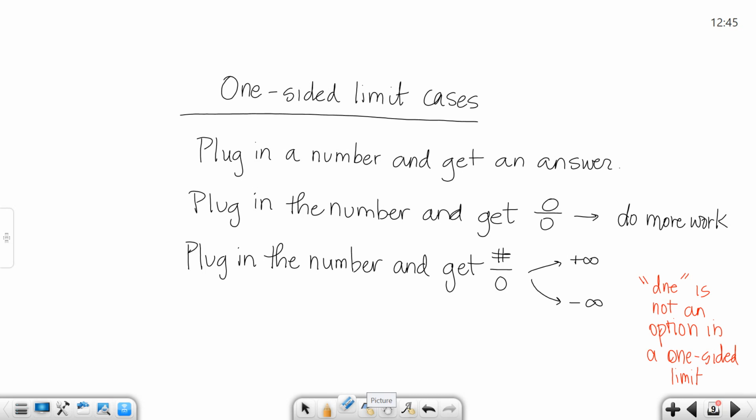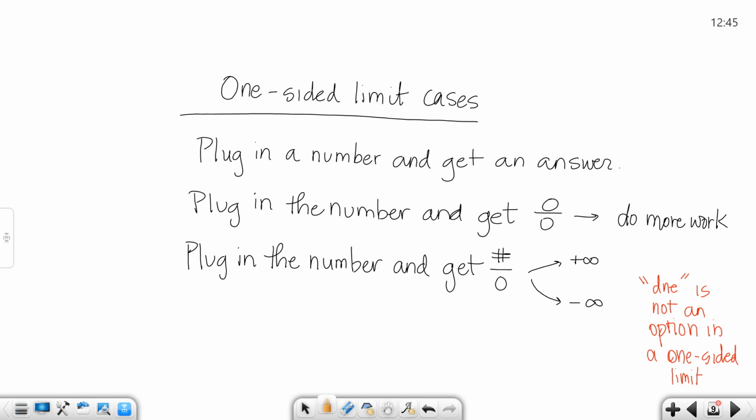Okay, so now we move on to the section on one-sided limits. In one-sided limits, you're plugging in, just like we've been doing. There are three different cases again. You plug in a number and get an answer. Great. You plug in a number and get 0 over 0, do more work. Great. You plug in a number and get a number over 0.